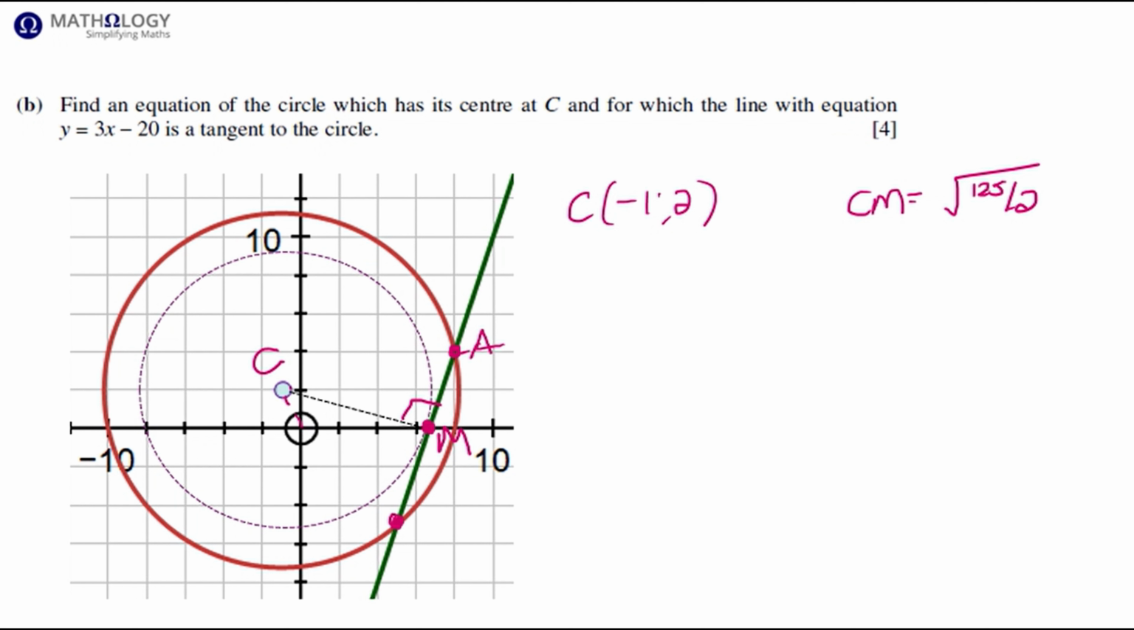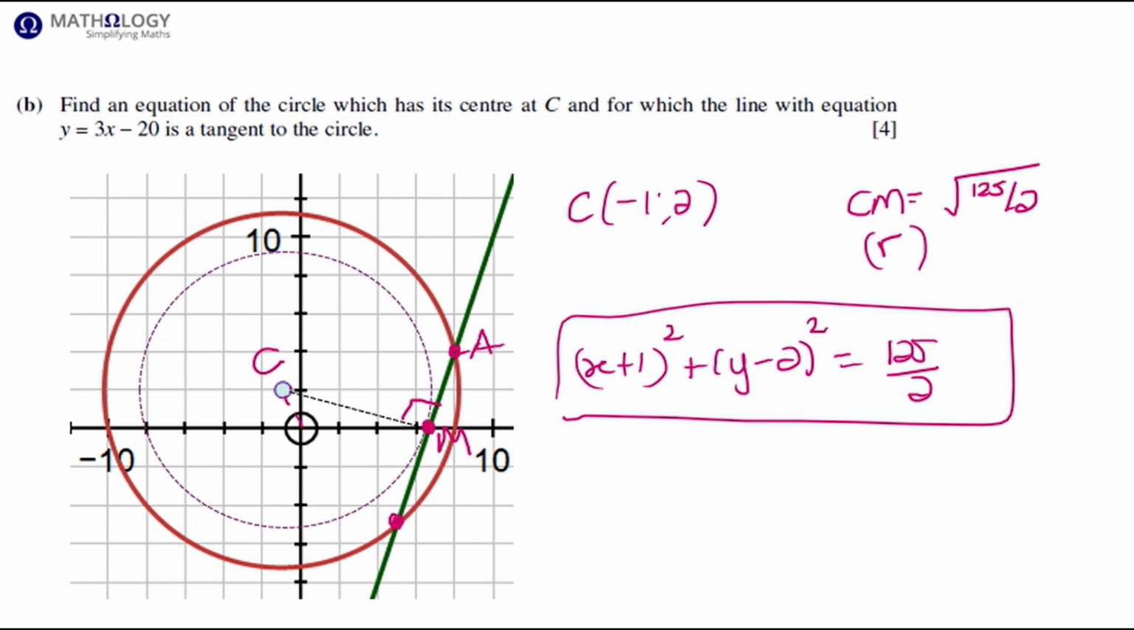We now have the center of the smaller circle and the radius CM. So this is your radius, root 125 over 2. So the equation of the smaller circle is therefore x plus 1 all squared plus y minus 2 all squared equals r squared. So the square of root 125 over 2, which is just 125 over 2. And that's the equation of the smaller circle.